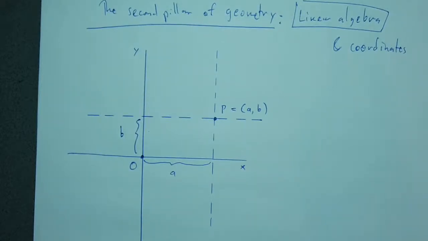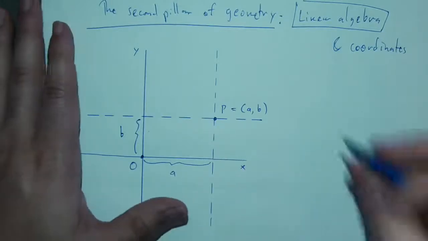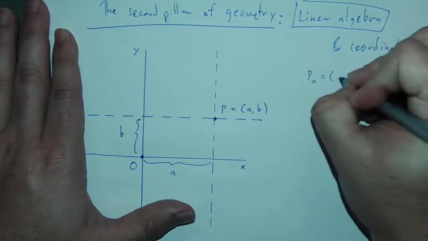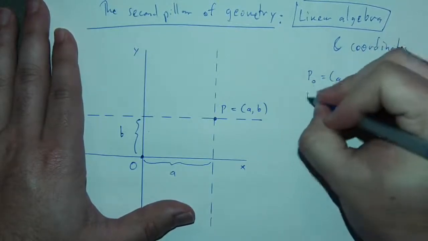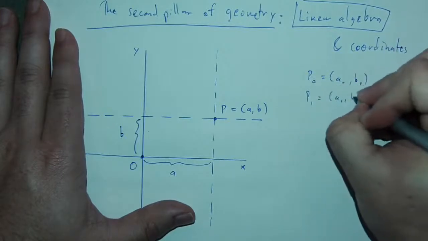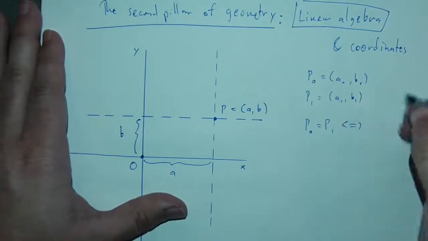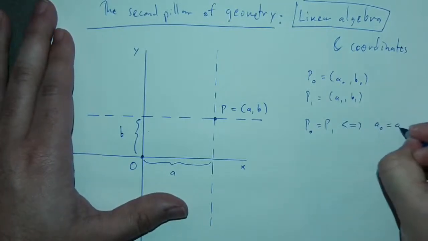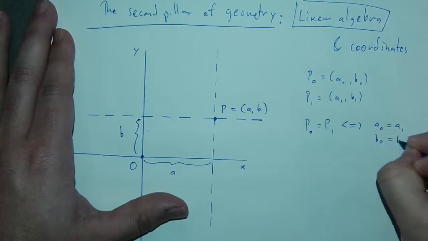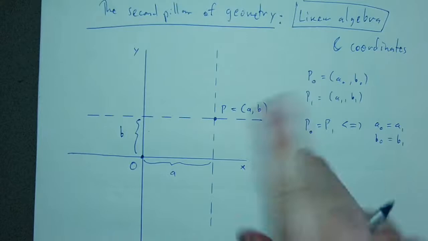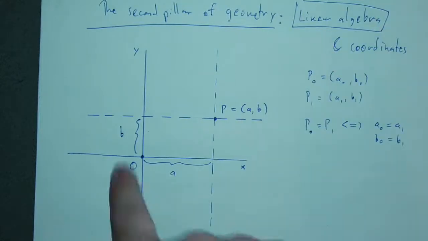Now, naturally, two points are the same if these coordinates are the same. So P_0, which is (A_0, B_0), and P_1, which is (A_1, B_1), are the same point if and only if the coordinates match up exactly. So I can't swap the order of the coordinates. If I swap B and A here, then I end up with another point in general. Okay, so I don't have to go through all of this.